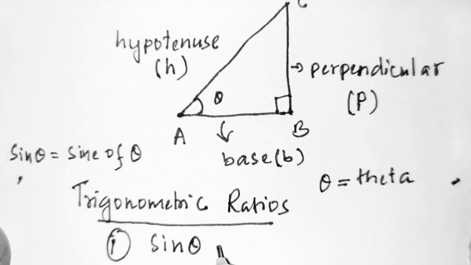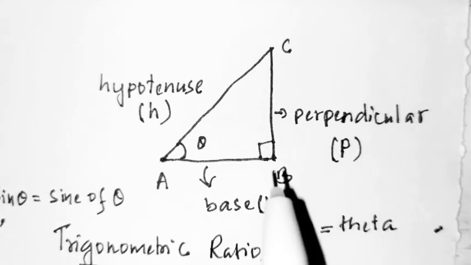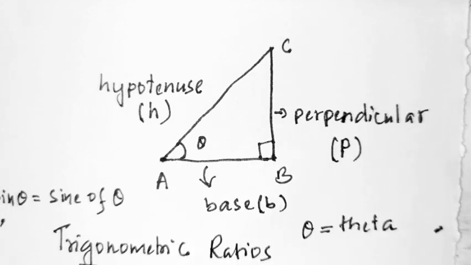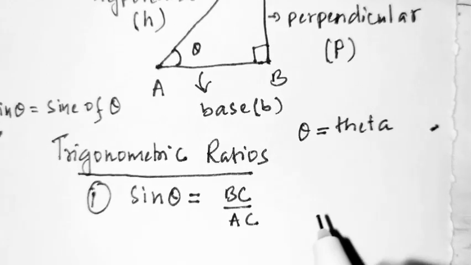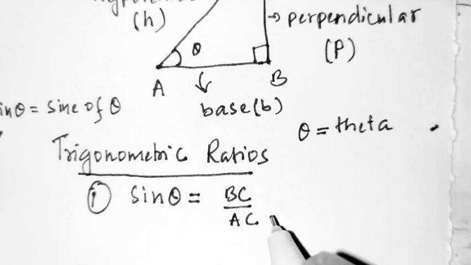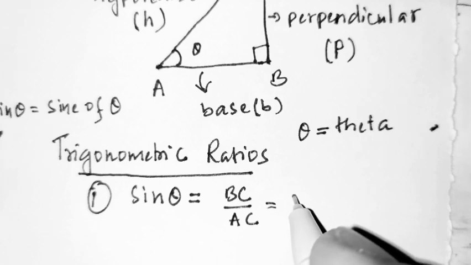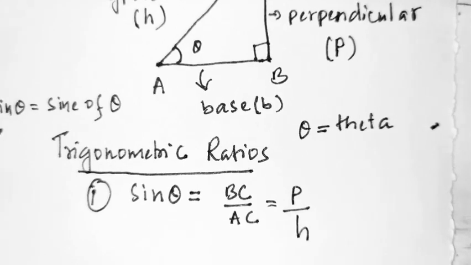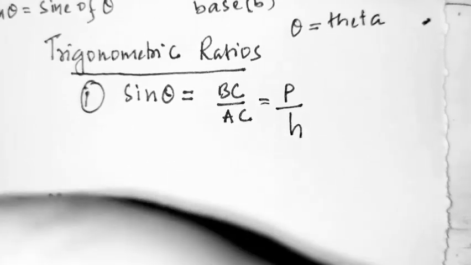Now, the sine theta is defined as BC divided by AC. If I look into this triangle ABC, here BC is the perpendicular and AC is the hypotenuse. So from there, I can say the sine theta is equal to perpendicular divided by hypotenuse. We can simply say it is also equal to P by AC, where P is your perpendicular and AC is the hypotenuse.